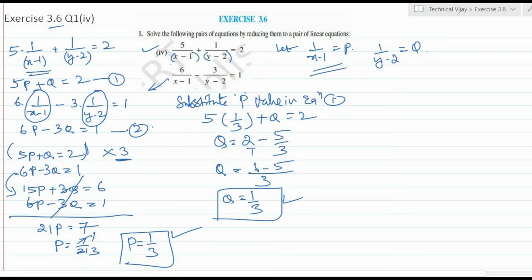So now we will substitute here. 1 divided by x minus 1 is equal to p, which means what? 1 by 3. Okay, cross multiplication here. x minus 1 is equal to 3.